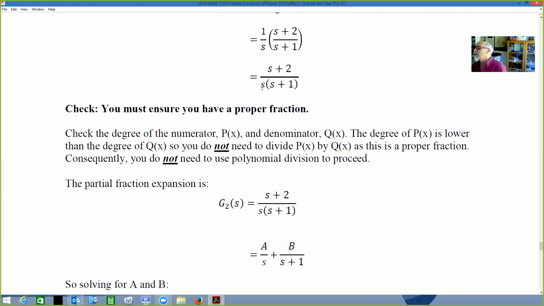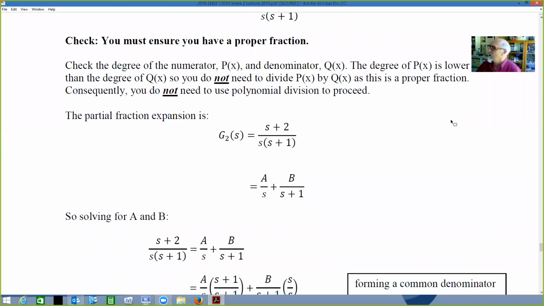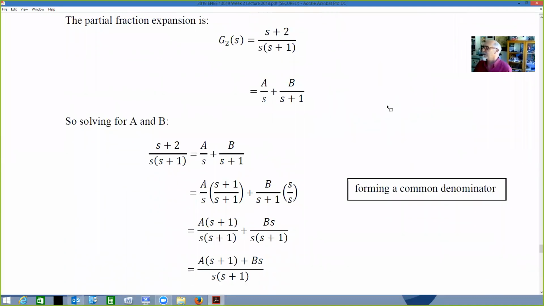And on the bottom, if I multiply that through, there'll be S squared plus S. So therefore, the highest power of the expression in the denominator is higher than the one in the numerator. That's what we call a proper fraction, so we don't have to do any of that nasty polynomial division. Again, we're going to write that as a partial fraction.